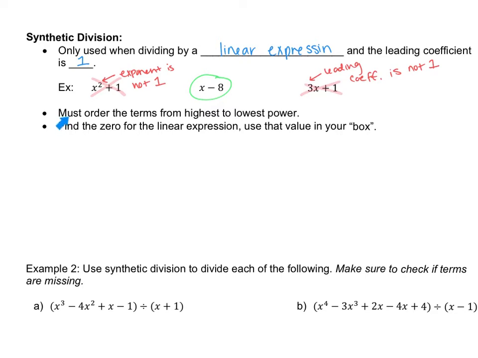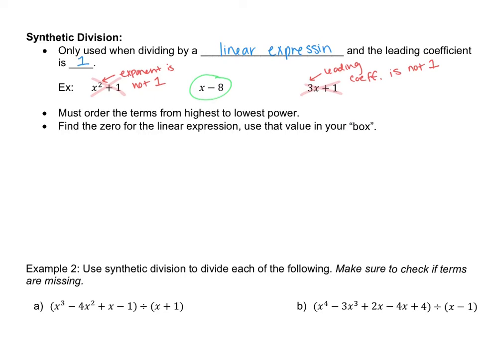But basically, in order to do synthetic division, there are a few rules you want to follow. You must order the terms from highest to lowest. This is really important. If they're not from highest to lowest power, synthetic division doesn't work properly. And also you must always find the 0 for the linear expression, and use that value in your box. I'll explain what this box means.